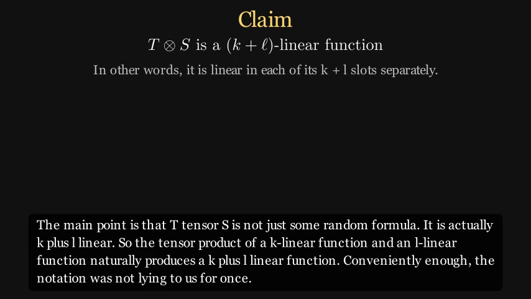The main point is that T tensor S is not just some random formula. It is actually k plus L linear. So the tensor product of a k-linear function and an L-linear function naturally produces a k plus L linear function. Conveniently enough, the notation was not lying to us for once.